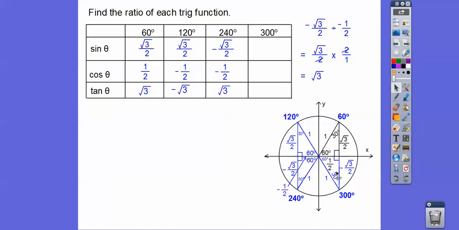And then over here, 300, opposite over hypotenuse is sine, so negative root 3 over 2, and cosine is positive 1/2 over 2. And then this one's going to be opposite over adjacent. So this negative root 3 over 2 over a positive 1/2 gets me a negative root 3.